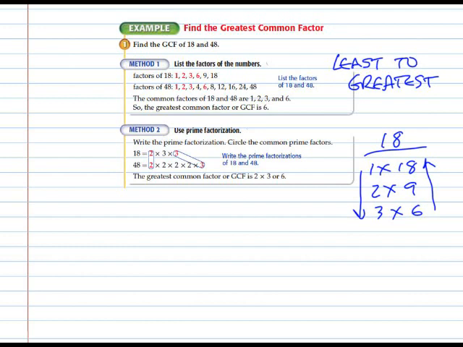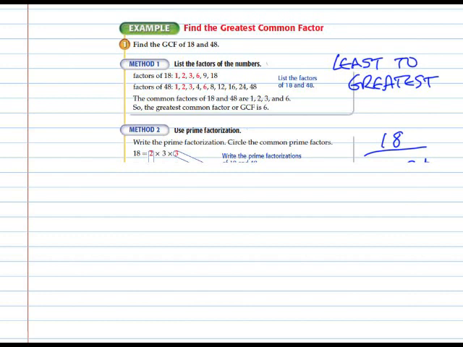A better method is to use the prime factorization method. In this example, the prime factors of 18 are 2 times 3 times 3. 48 is 2 times 2 times 2 times 2 times 3. You can see that both have 2 as a common prime factor and 3 as a common prime factor. So the greatest common factor is the product of those common prime factors, or 2 times 3, which is 6.